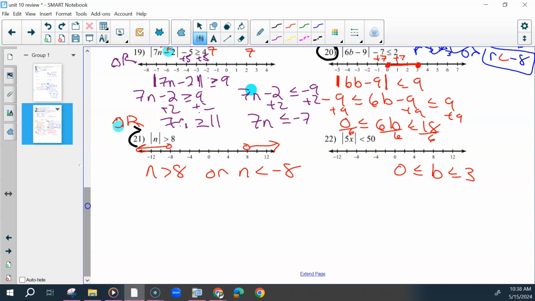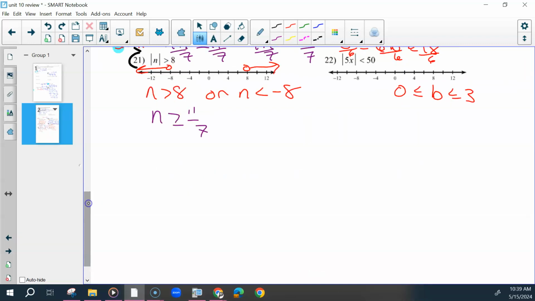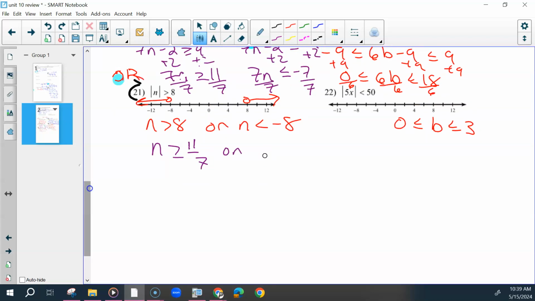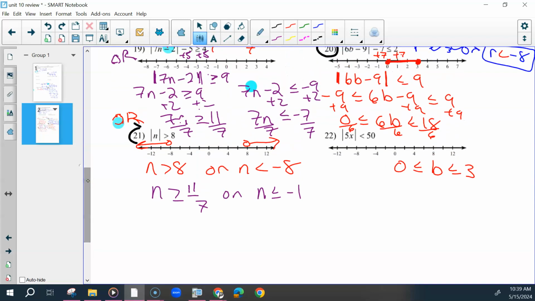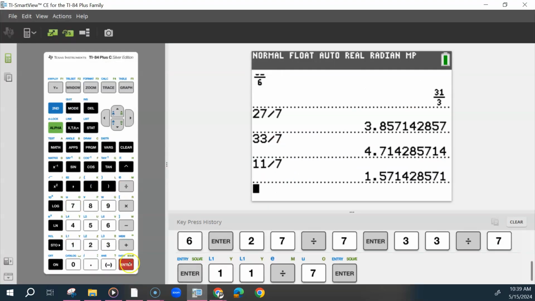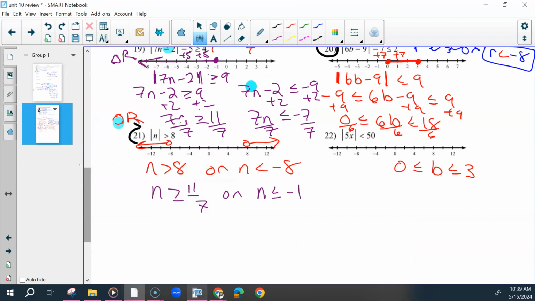Solve both. Add 2. And then divide both. One of these is going to be a fraction or decimal. So one of them is definitely going to be at -1, close, going to the left. The other one will be between 1 and 2, going to the right.